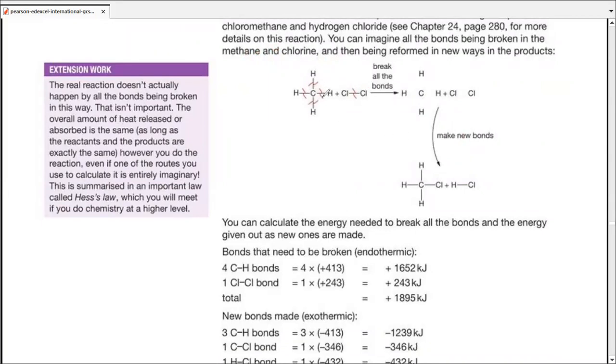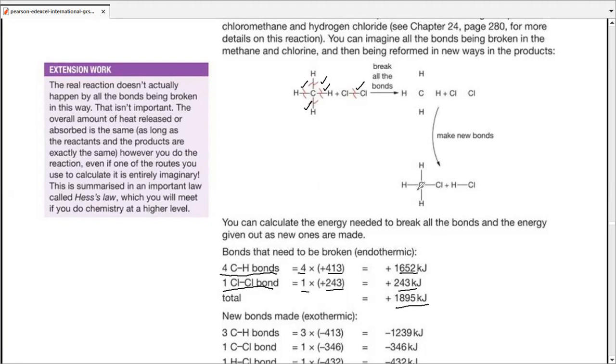Take a look. We have carbon-hydrogen bonds in methane, 1, 2, 3, and 4. So we have 4 carbon-hydrogen bonds in methane. We have 1 chlorine-chlorine bond in the chlorine molecule. Take the numbers, multiply them with the values we will take from the table on the previous page. The value for the C-H bond is 413. The value for the chlorine-chlorine bond, as we have discussed before, is 243. It gives us the amount of energy that we require, since this reaction needs to absorb energy before it is able to break down all the bonds in the reactants. The total is 1895 kilojoules.